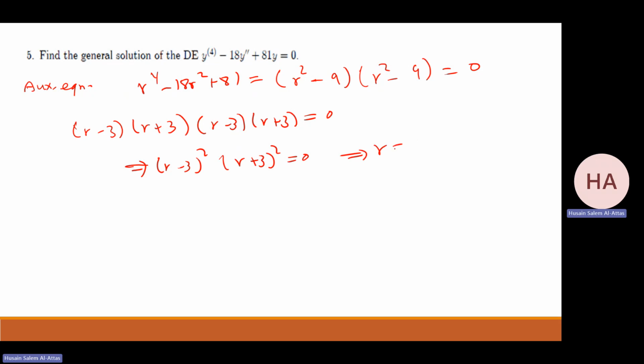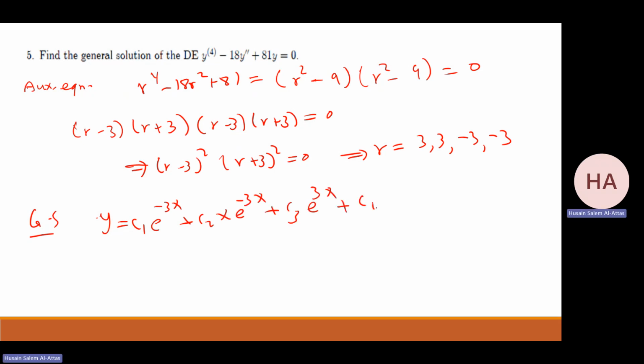So I have r equals 3, 3, minus 3, minus 3. So what will be my general solution? C1 e to the minus 3x, C2 x e to the minus 3x, C3 e to the 3x, plus C4 x e to the 3x.